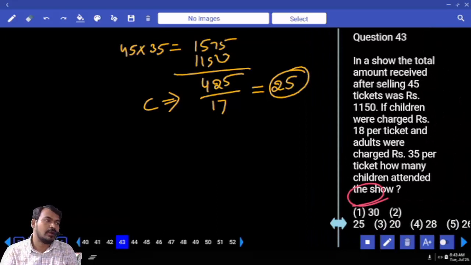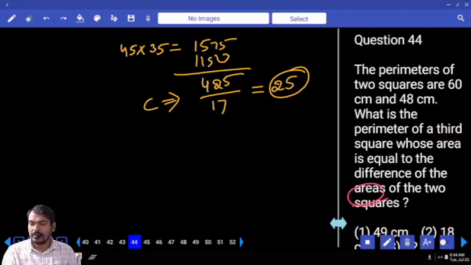What is the actual amount received? 1150. In place of 1150, we were getting 1575, which means how many rupees extra? 425. That 425 is the amount difference between adults and children. Per unit how many rupees difference? 17. Per unit 17 is extra. Then 425 rupees extra is for how many children? 25 children. Suppose if you require adults, are we using the same method or different? Same.